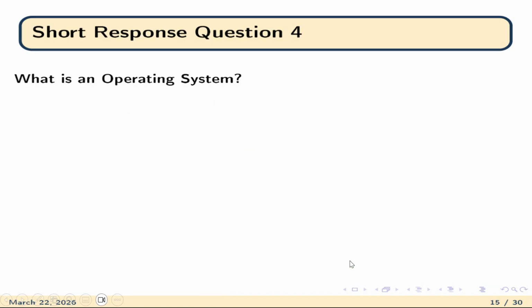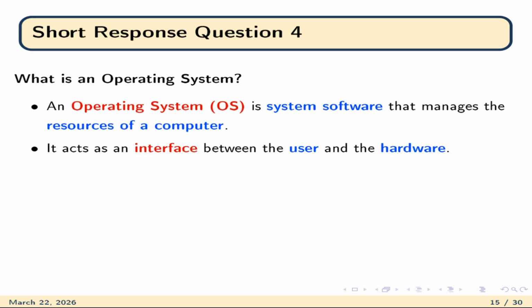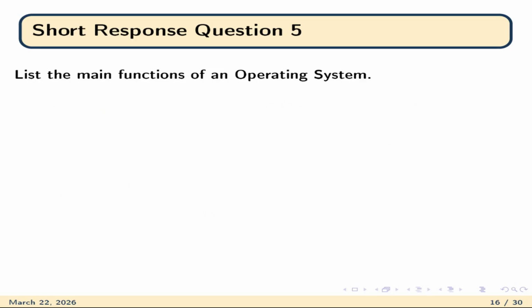Question number 4: what is an operating system? An operating system is system software that manages the resources of a computer. It acts as an interface between the user and the hardware. It controls the execution of programs and manages memory, files, and other peripheral devices. Examples: Windows, Linux, and Mac. These are operating systems.